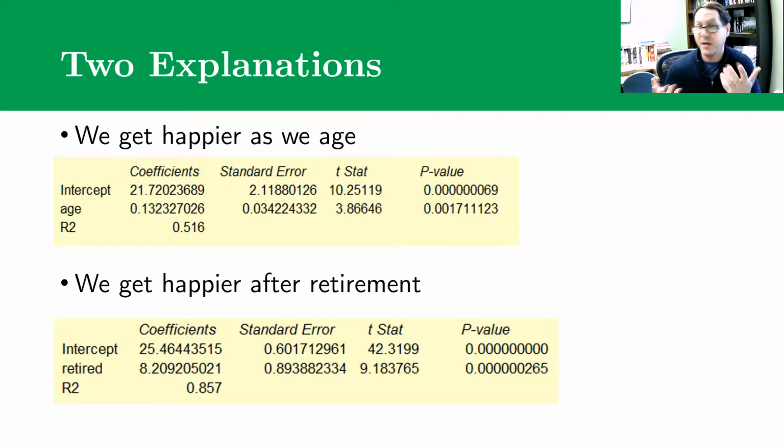It's probably explaining something that's out there in the world. And when I look at my R-square value, 0.857, I'm explaining 86% of the variation in that graph. And I'm doing a better job explaining that variation than I was when I was looking at just age, where I was only able to explain 51%. So I'm telling a better story using retirement rather than age.